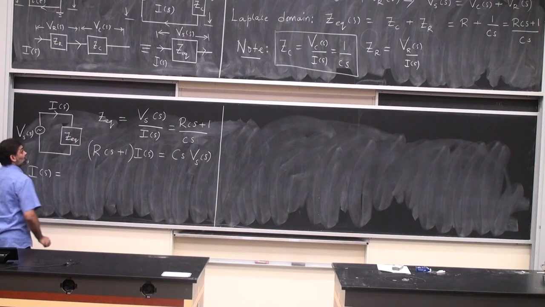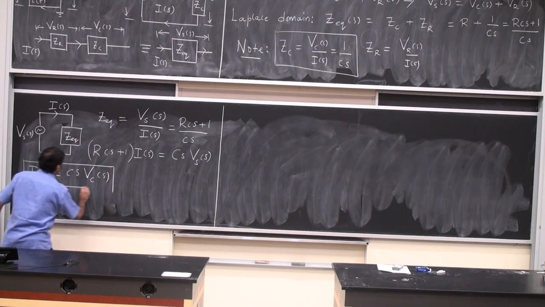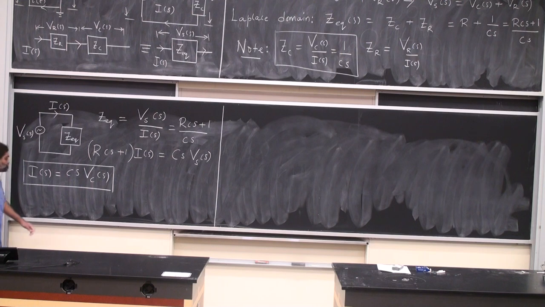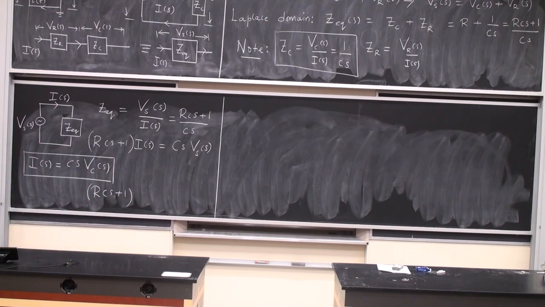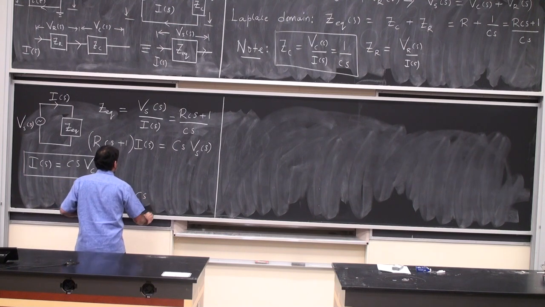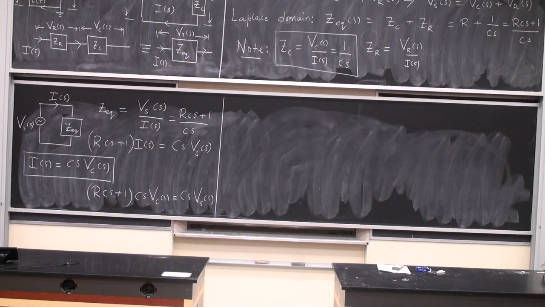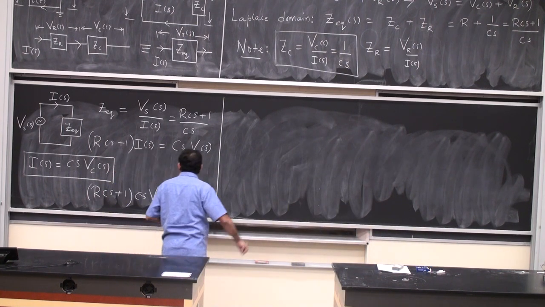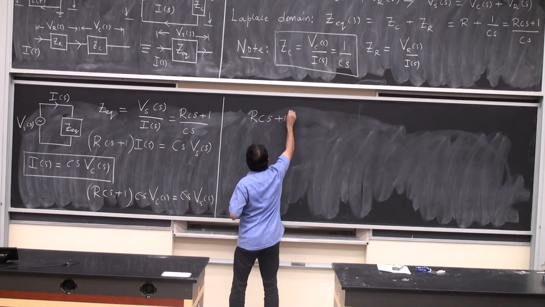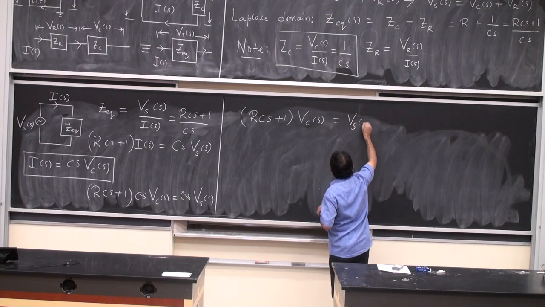So you note I of S is essentially Vc times Cs. And so we perform this substitution. Okay. And so I have RCs plus 1, Cs Vc of S equals Cs Vs of S. Factor of Cs on both sides cancels off. So I have the following now. This is gone. This is gone. So RCs plus 1 Vc is Vs of S.